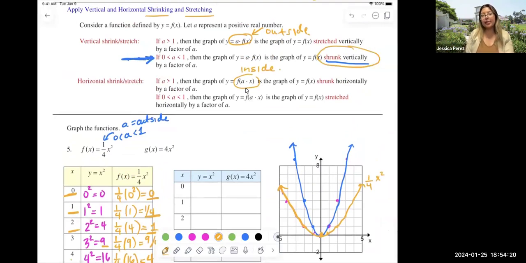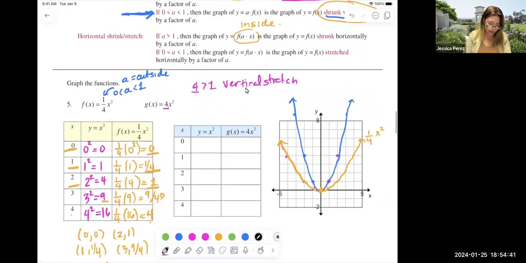Now, since for g of x the 4 is on the outside, and 4 is greater than 1, so A is greater than 1, we know this is going to be a vertical stretch by this definition. It's going to stretch vertically. So let's start by inputting. We already know the values of 0, 1, 4, 9, and 16. Now what happens if I multiply a 4 by those values?